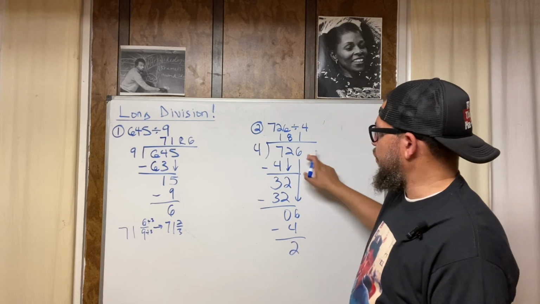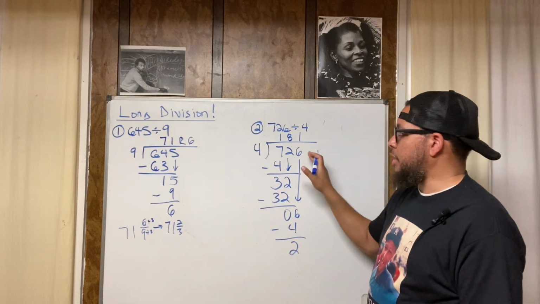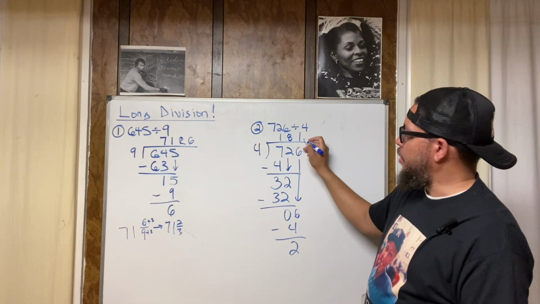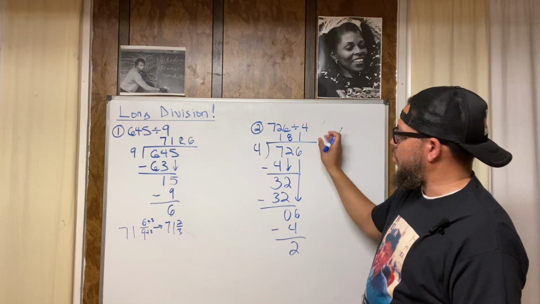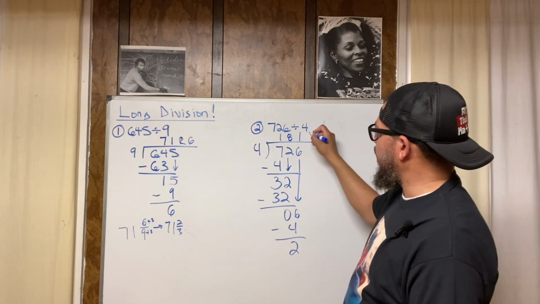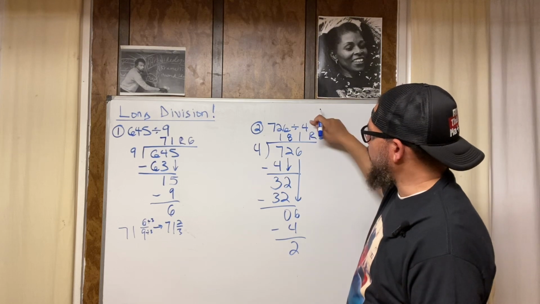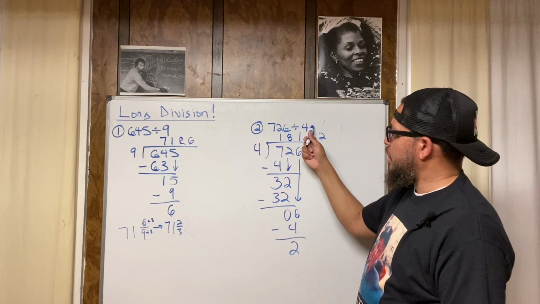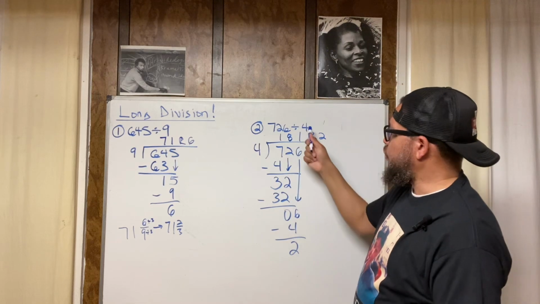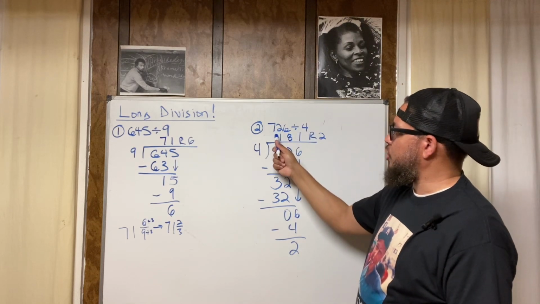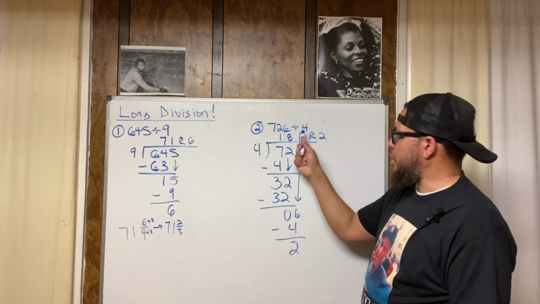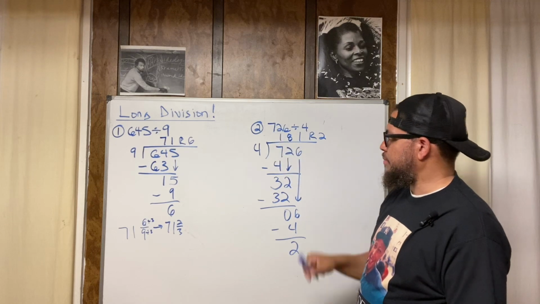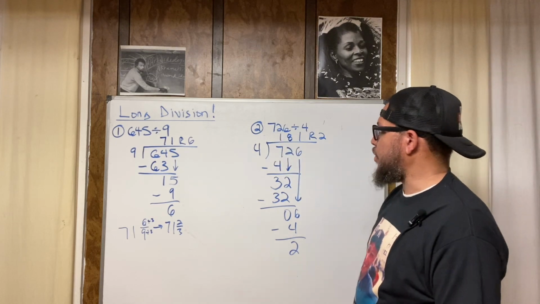There are no more digits in the dividend. Nothing to bring down. Now we could attach zeros and then put a decimal point, and there's going to be a decimal part, right? Or we could just say 181 remainder 2. How many 4s can fit into 726? 181 4s with 2 left over. Because 4 times 181 is equal to 724. Because you got 2 left over.